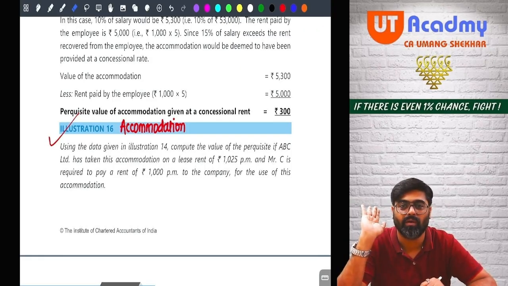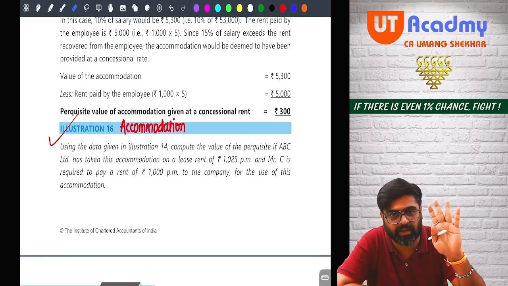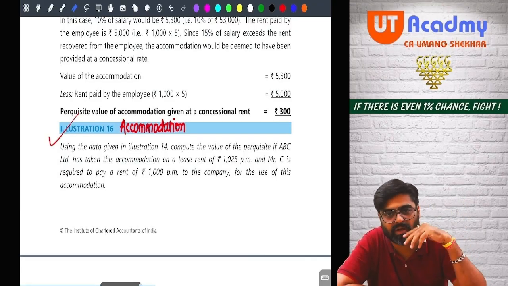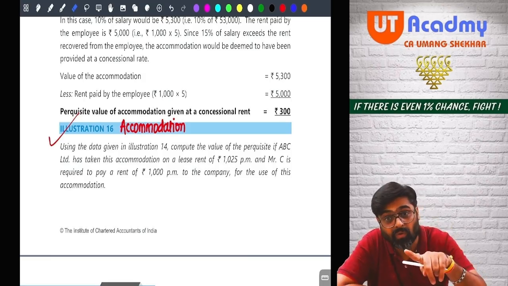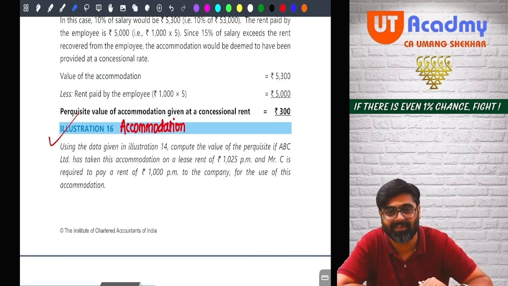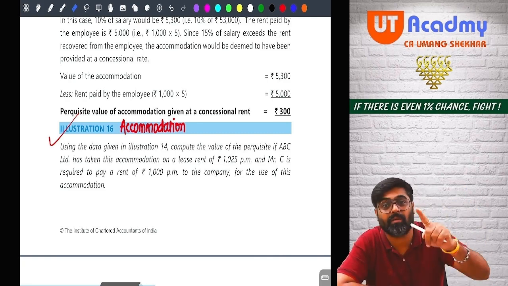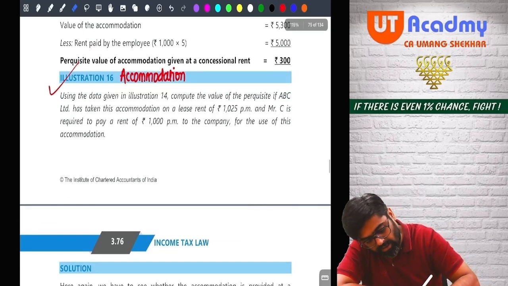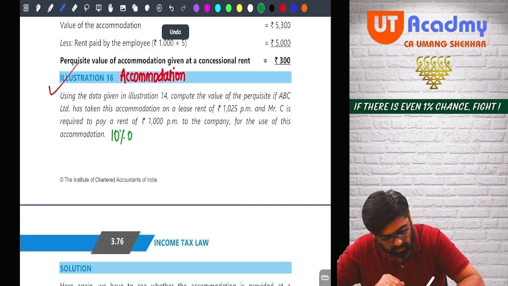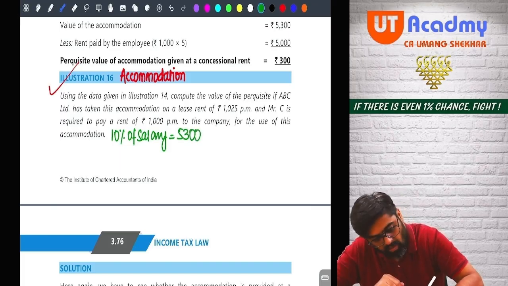Now 10% of the salary will be calculated, which will be 5300 only. You don't have to see the population of the city. Just take 10% of the salary, and that will definitely come 5300 only, no? And now compare this amount with the actual rent for 5 months paid by the employer. Whichever is lower, that will become your benefit. So can I say here the value of the accommodation will be 10% of salary. So 10% of the salary in the above illustration was how much? 5300 only, no?